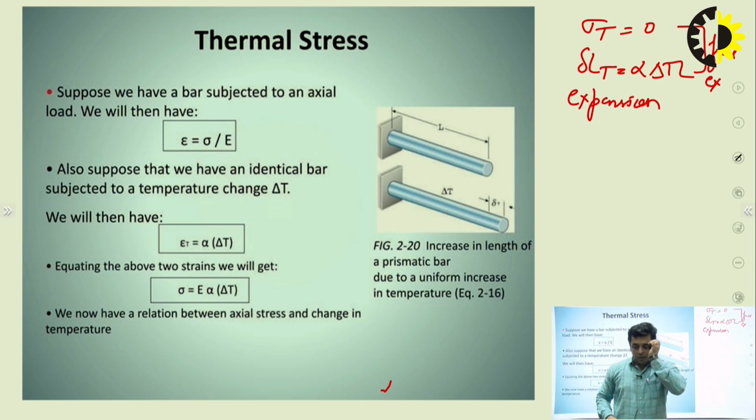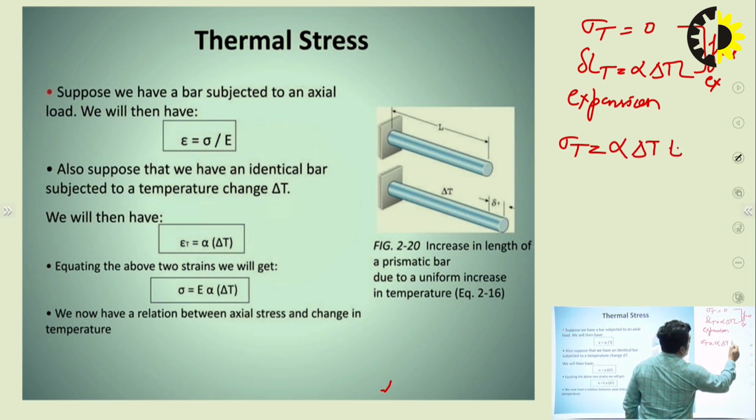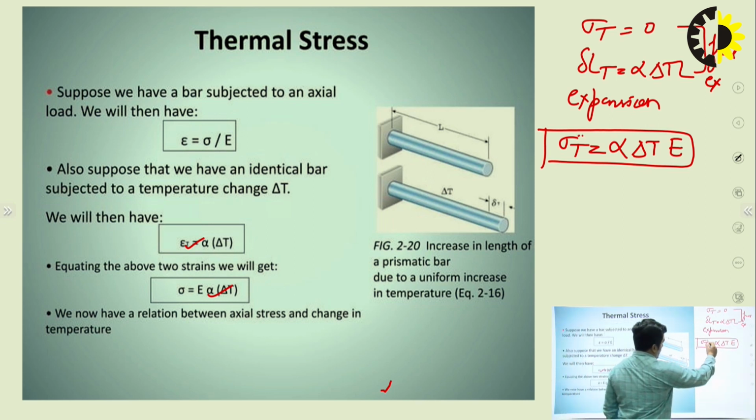But whenever there is a restriction, there will be no free expansion. That means sigma T will be given by alpha delta T into E. I hope you are all clear with this concept, and this has been mentioned here. Sigma is equal to alpha delta T E here, and epsilon T we have already discussed, alpha delta T. This is the relation I am talking about.